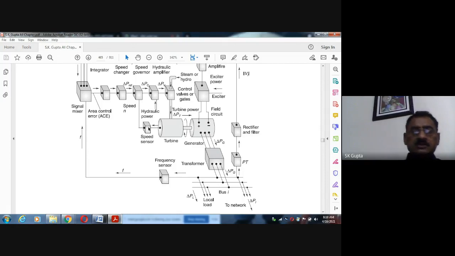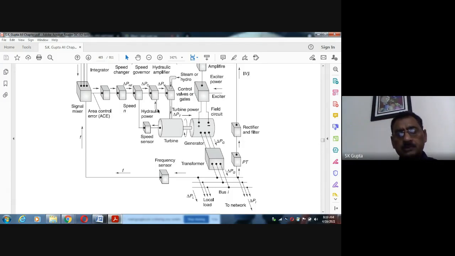This we have described yesterday. Now we will take each component separately. Here we will describe this portion, that is the primary automatic load frequency control. Speed is sensed here with the help of a speed governor, and a signal is given. This signal causes more power to be input, more fuel to be input here. This is the hydraulic amplifier, because this signal is weak and requires amplification.